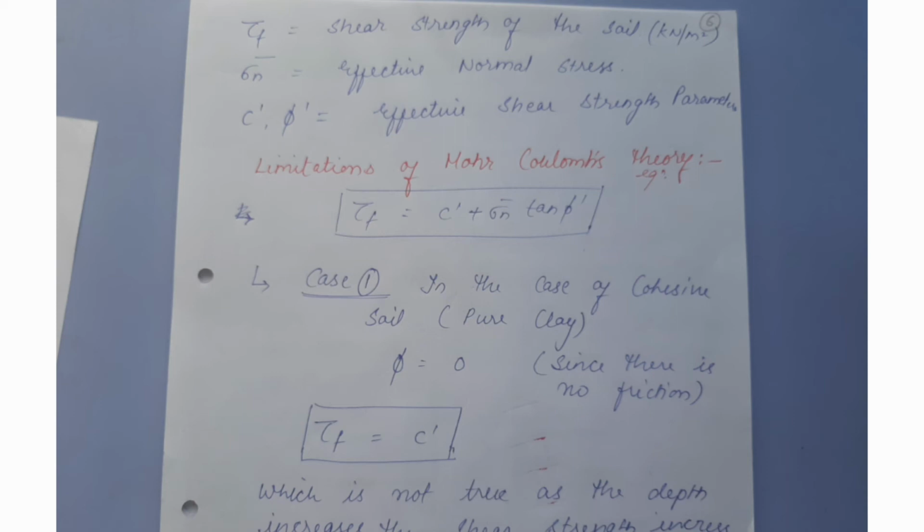So let us take case 1. In this case, we are taking cohesive soil, which means it is pure clayey soil. Since it is pure clayey soil, there will be no friction and it will be considered phi is equal to 0, meaning there is no friction. We can put the phi value in the given equation. As a result, tau f will be C dash, because the remaining value has become 0.